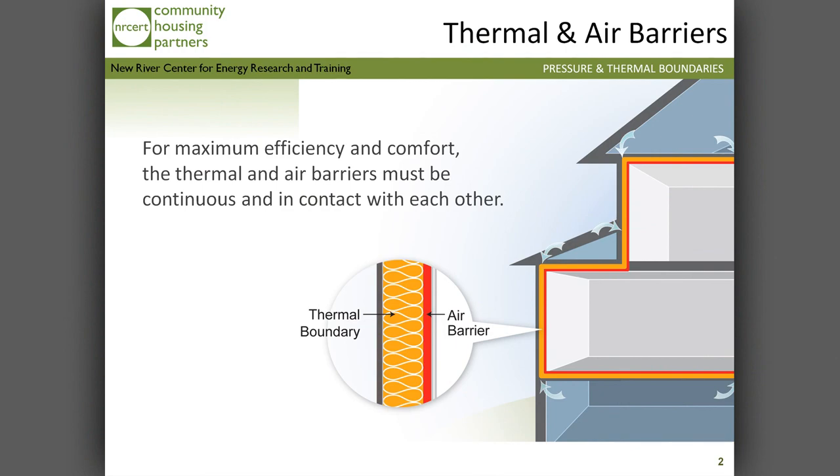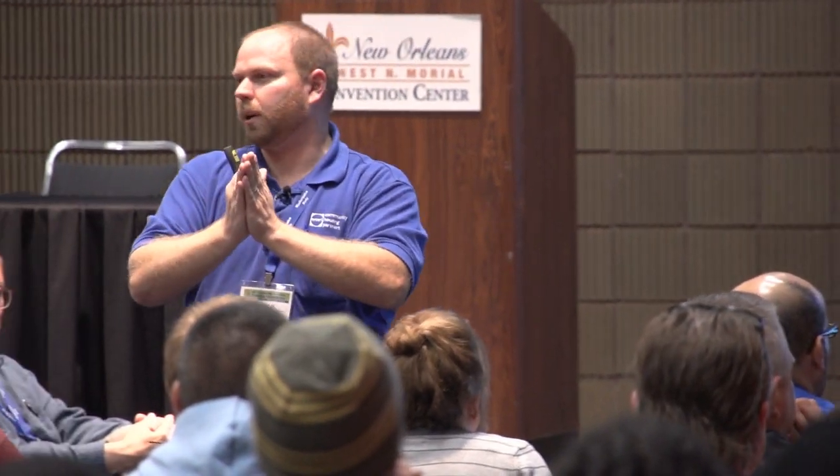So yeah, the thermal and the pressure boundary, they're that line, maybe an imaginary line at times, that separates conditioned air from unconditioned air. It's what encloses the living space of our house, okay? And what's really unique about the thermal and pressure boundaries is that they need to be what? Touching. They need to be in contact with one another, okay?